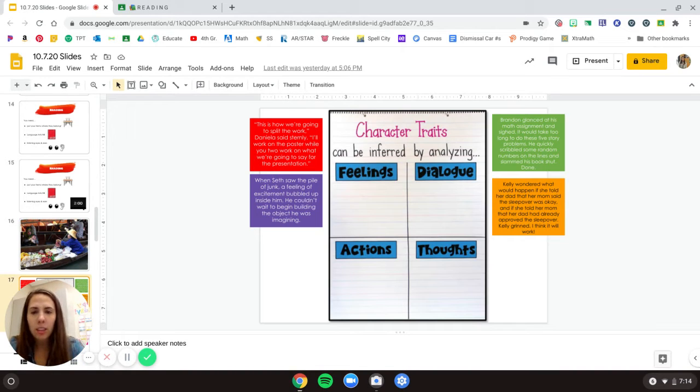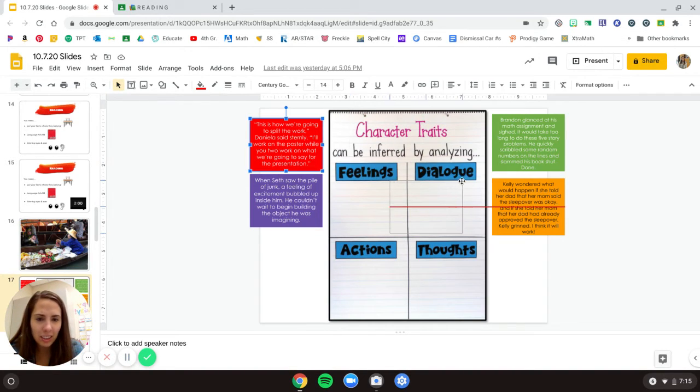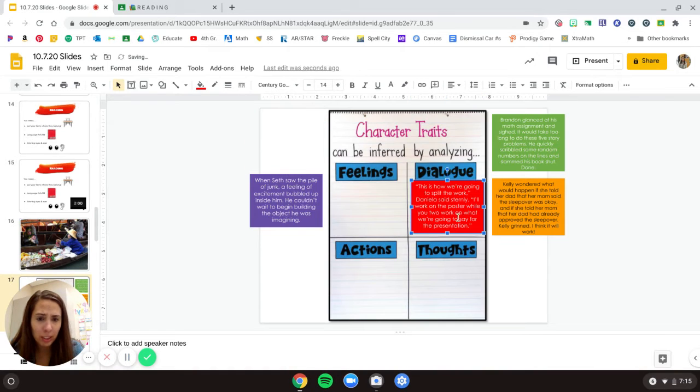The passage says, "This is how we're going to split the work," Daniela said sternly. "I'll work on the poster while you two work on what we're going to say for the presentation." So, I'm trying to infer a character trait. Does it say anything about her feelings? Does it use a lot of dialogue, like words that the characters are saying? Does it show any particular actions? Or does it show any thoughts about Daniela that show her thinking? I think this one really shows the dialogue because there's a lot of those quotation marks, which tells me what Daniela is saying. We're going to come back to that one after.